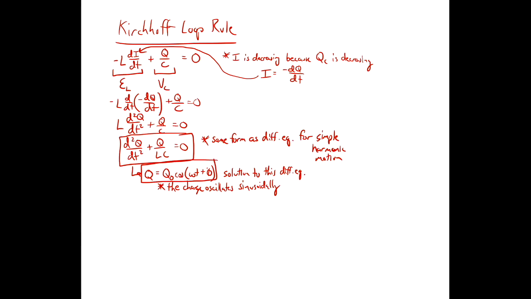But we could also say, since I was negative dq dt, let's plug that in and see what we get for the function that describes the current. So let's see, minus d dt of q naught cosine omega t plus phi.